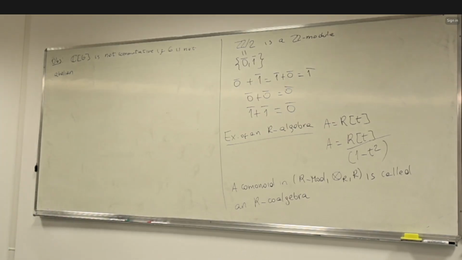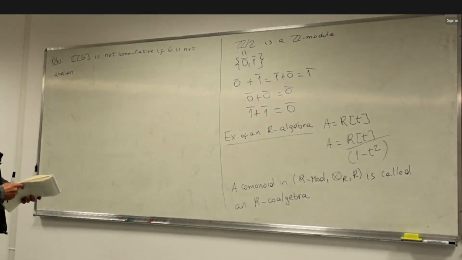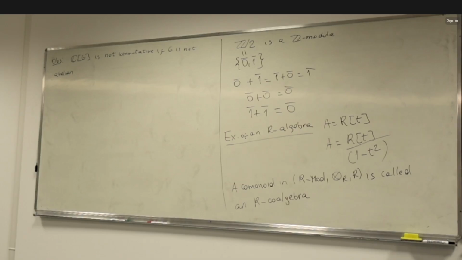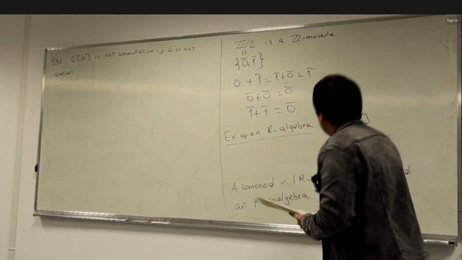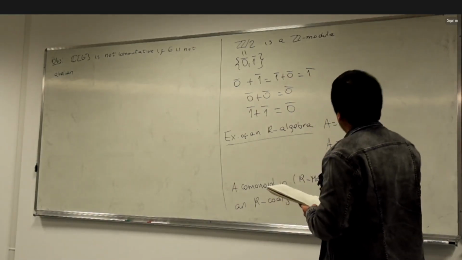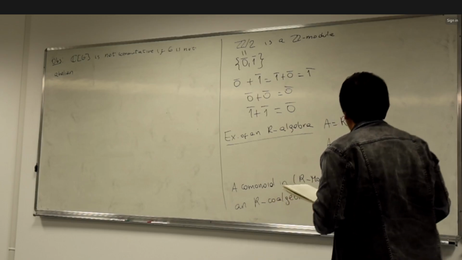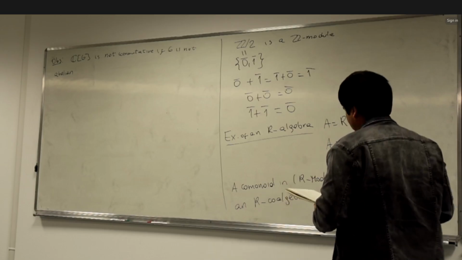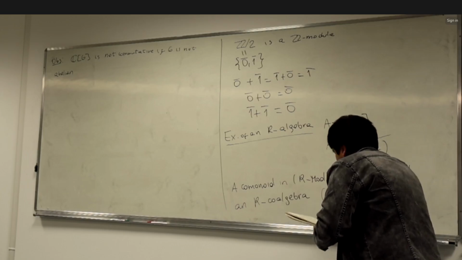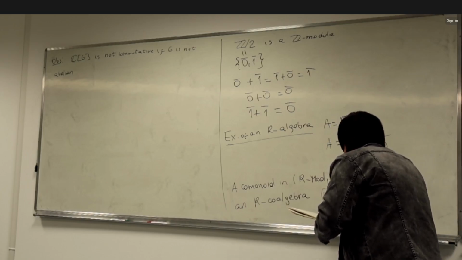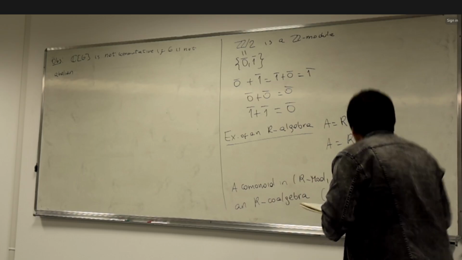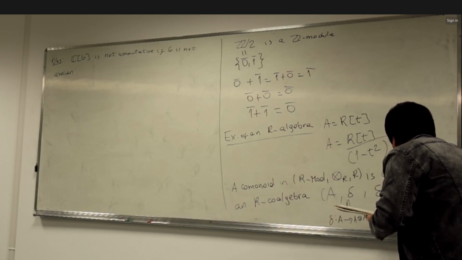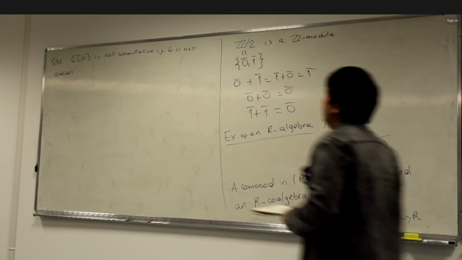Analogously to the definition of an algebra, a coalgebra is a triple, where delta is a homomorphism from A to A tensor A, and epsilon is the counit.